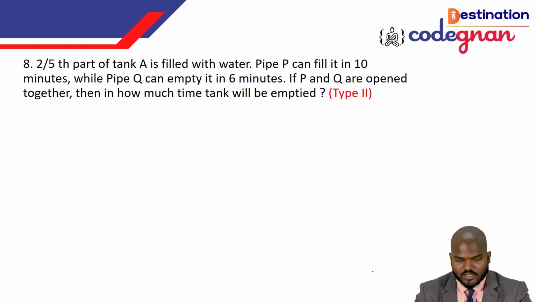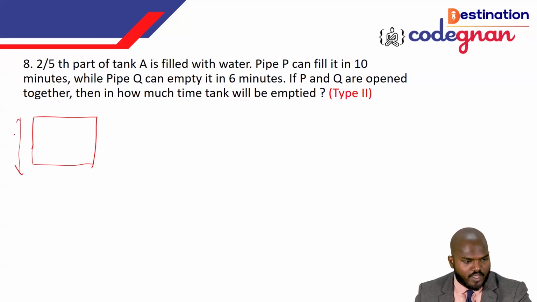Okay, guys, next question, it's a little bit different. They are giving that 2 by 5 of the water tank is filled with water. You see this one, guys, this is up to the 5. Up to this place, there is 2 of 5 of tank A filled with water.